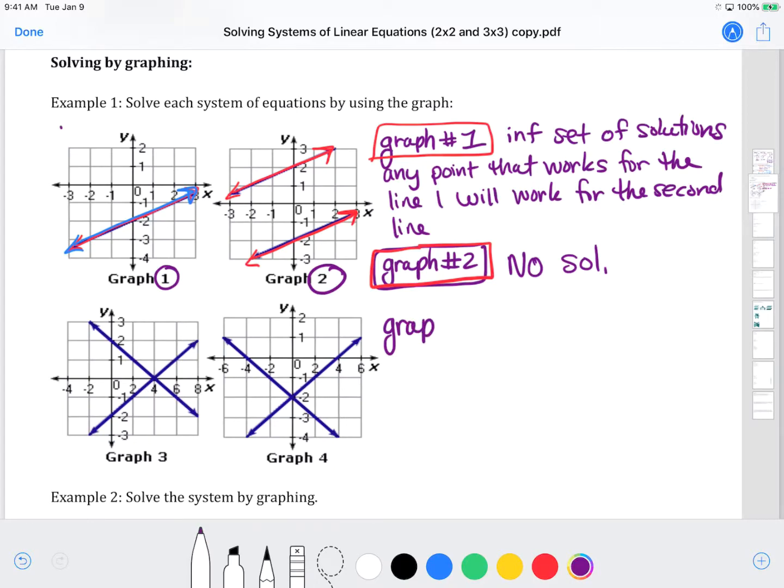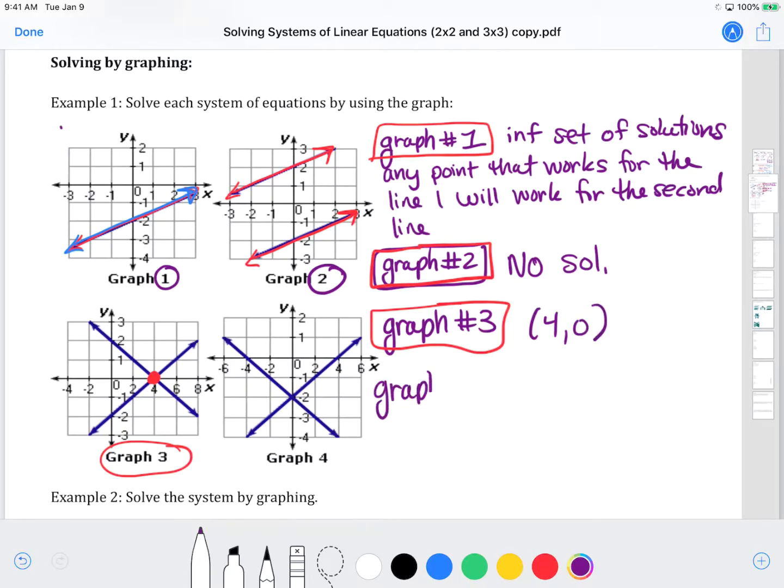Graph number 3, that's this one here. We're looking to see where it crosses. This one is the case that we usually run into where it has one intersection point. And that intersection point is right here. So my answer or my solution to this system of equations would be the point (4, 0).